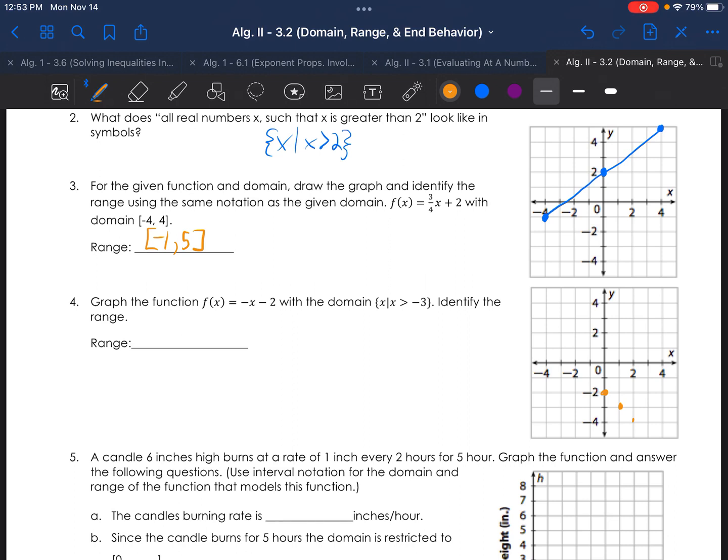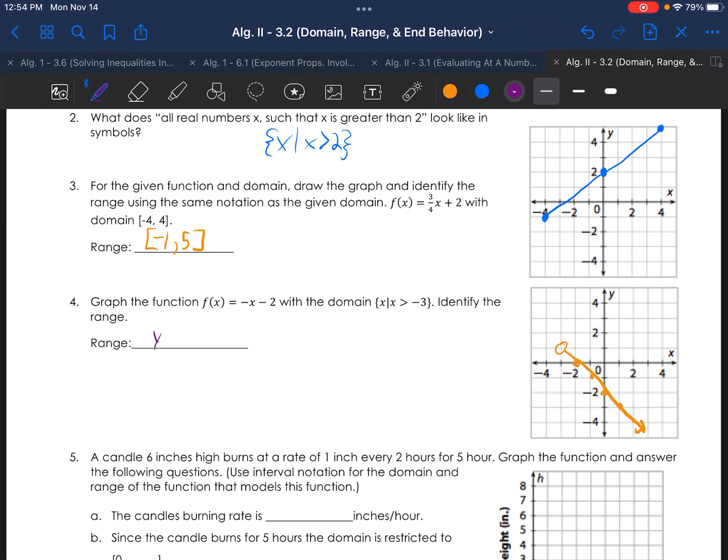Continuing on. And it's saying, hey, we want the ones that are greater than -3, so meaning I'm going to be starting at -3, but -3 is not included. So I'm going to make an open circle there and draw the arrow going this way because those are included, but negative 3 is not included, and anything to the left of that is not included.